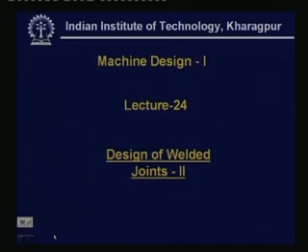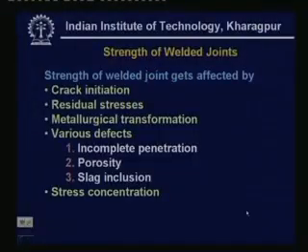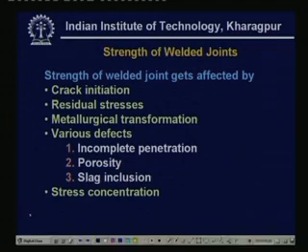We talked about different kinds of welded joints, different types of welding processes, and towards the end we mentioned the factors affecting the strength of these joints. Now let us begin from the same place where we had ended in the last class. So this was the strength of welded joints we are talking of. There are a few things which affect the strength of the welded joint. One is the crack initiation.